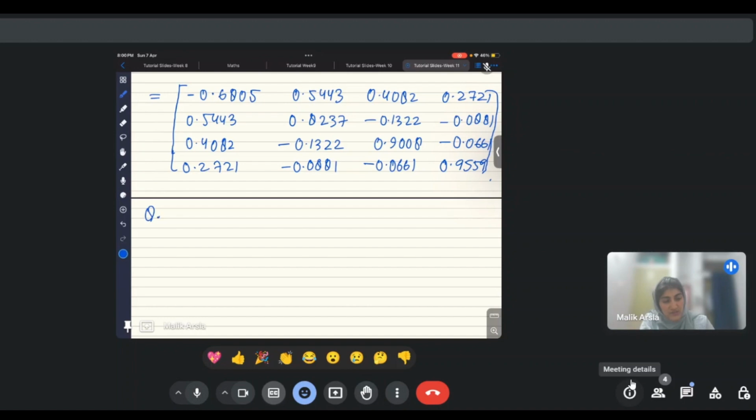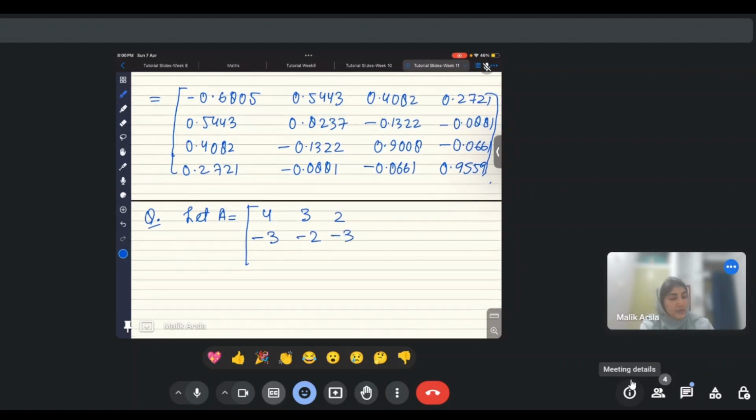So the question is, let A be equal to the matrix with rows 4, 3, 2; minus 3, minus 2, minus 3; and 3, 2, 4. Then which of the following is true about matrix A.